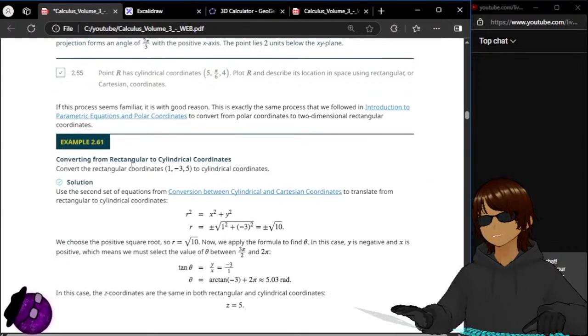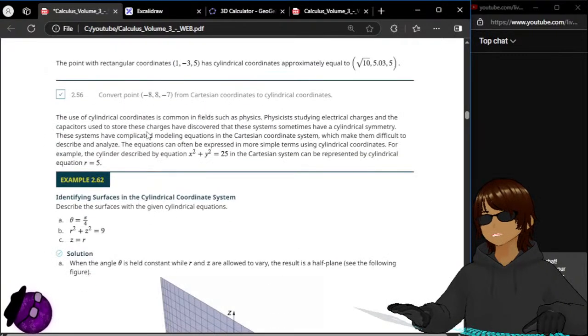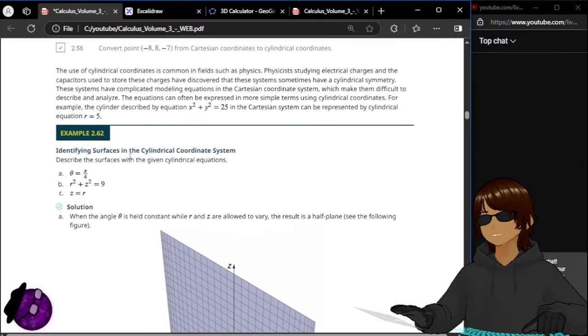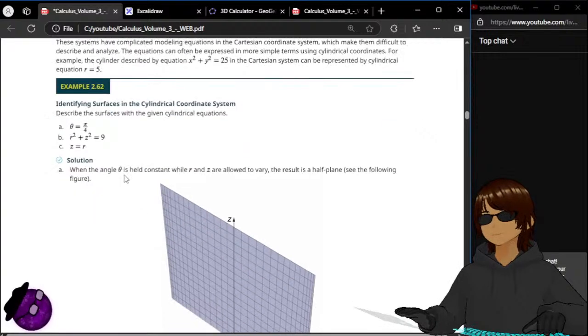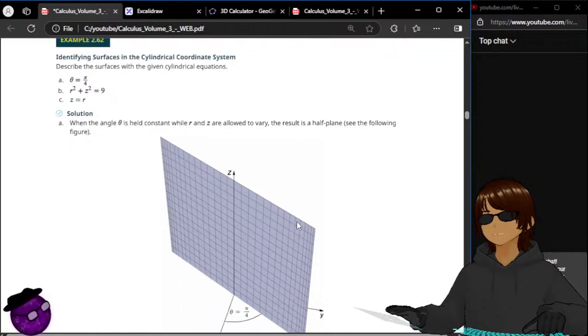And then converting from rectangular to cylindrical coordinates is basically the reverse. Identifying surfaces in the cylindrical coordinate system. Describe the surfaces with the given cylindrical equation. I already saw the answer. Theta is equal to pi over 4. When theta is held constant while r and z are allowed to vary, the result is a half plane. So theta is pi over 4, but it's only describing this part of the plane, right? But r can be negative also, right? So we can have the whole plane technically.